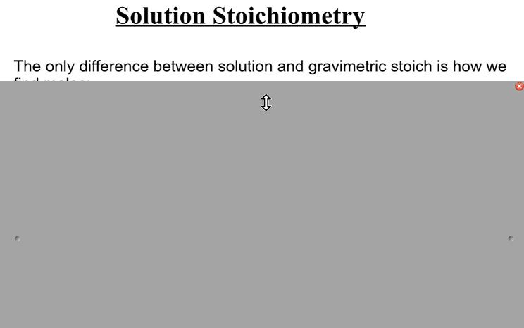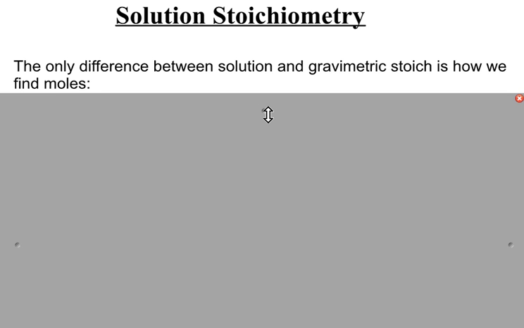First thing we've got to look at is the difference between solution and gravimetric stoichiometry, or stoich. And really the only difference is, gravimetric stoichiometry, that's what we did in Unit 3, okay? That's using masses, so grams, and converting that to moles. Now we're looking at solution stoichiometry, and really the only difference is how we find our moles.